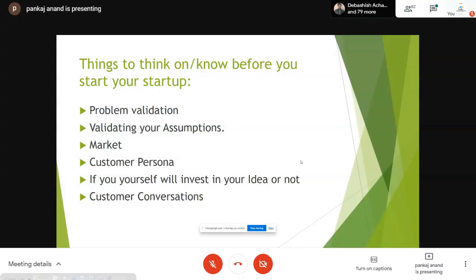So you need to point out assumptions that might be in terms of your product, in terms of your execution, in terms of your market. You might think the whole of India is my market, the whole of Indian people will buy my product, but that might not be true. So you need to validate your assumptions.